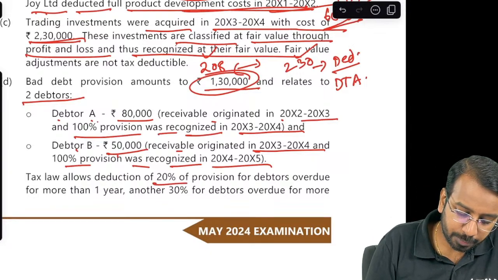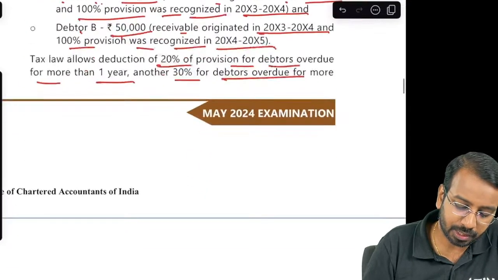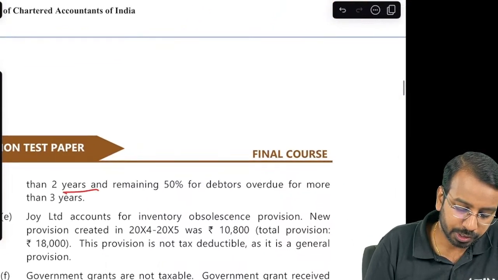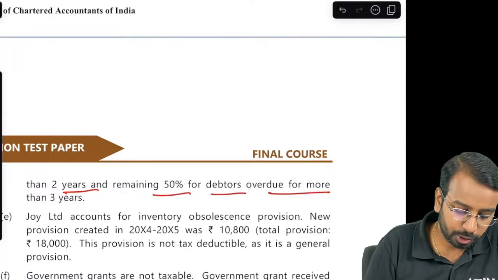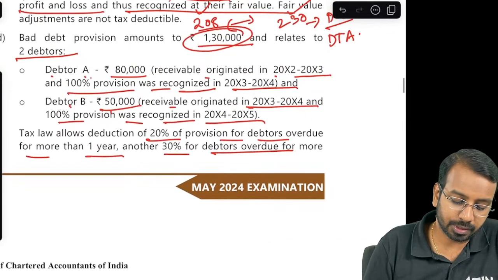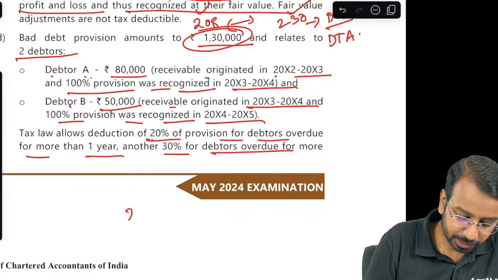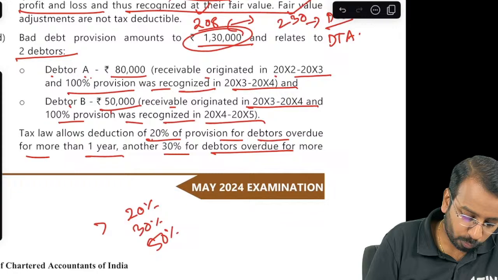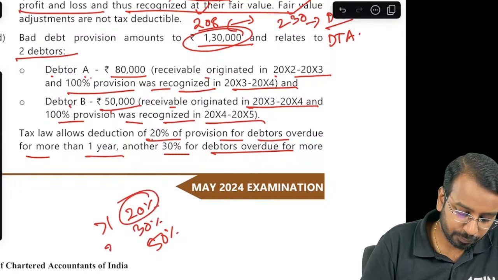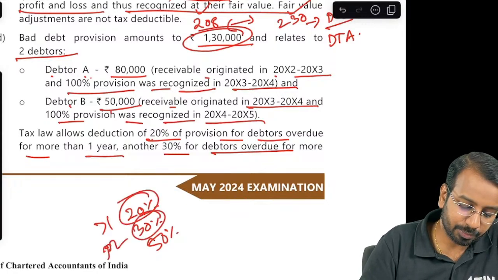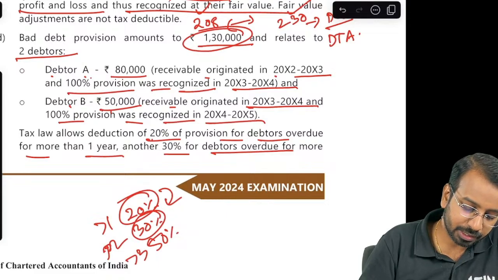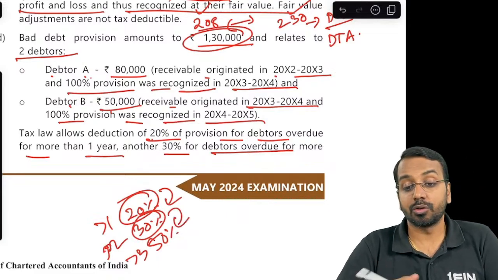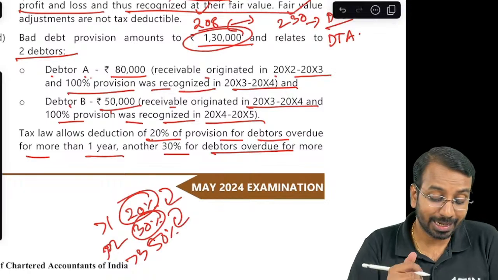Tax laws allow 20% of provision for debtors overdue for more than 1 year, and another 30% of debtors overdue for more than 2 years, and 50% for debtors overdue for 3 years. So what they have said is 20%, 30% and 50%. If it is more than 1 year, take 20%. If more than 2 years, take additional 30, means 20 plus 30. More than 3 years, 30 plus 50, that is 100. So that is how they will be allowed for tax purpose.